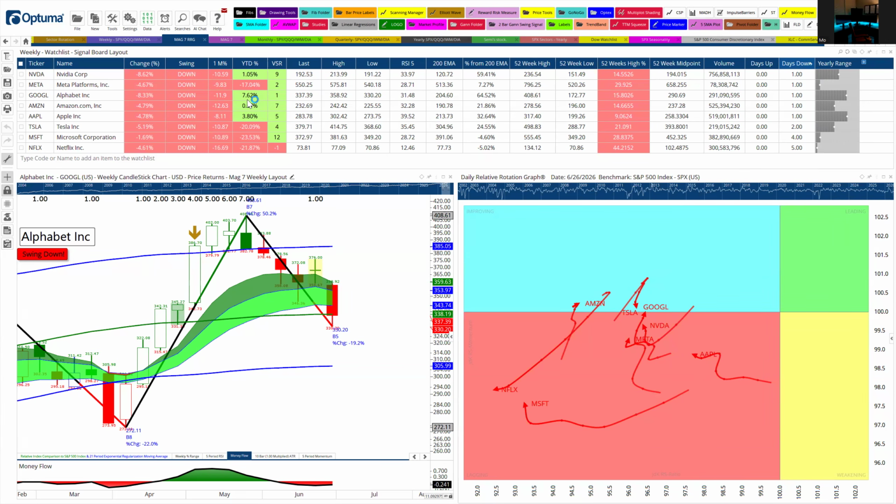This run that the market just had is all based on memory stocks. Look where all the Mag 7s are right now. And this is a daily rotation.